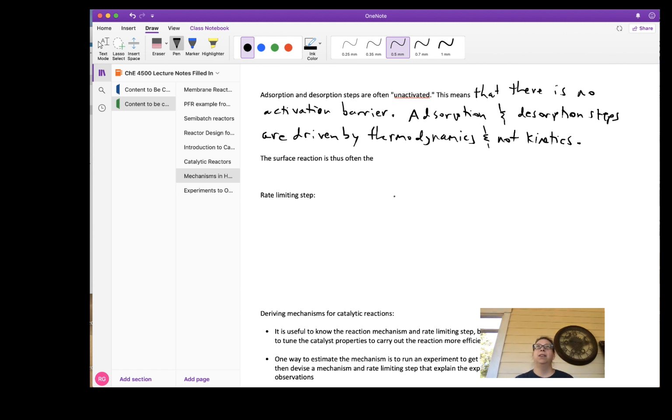And there are, of course, exceptions to that rule. They are beyond the scope of this course. So because of that, if we have adsorption and desorption steps, and they have very low barriers, and under catalytic operating conditions they often come into equilibrium or quasi-equilibrium, that means that the surface reaction is often thus the rate limiting step.